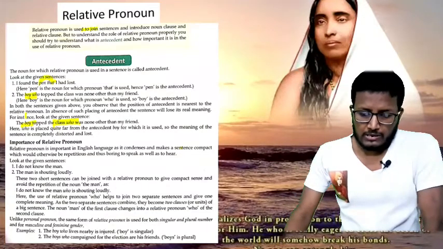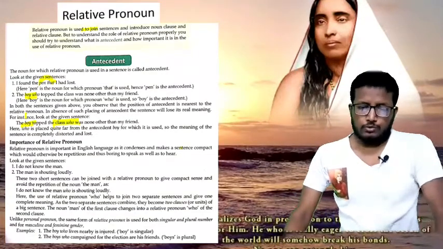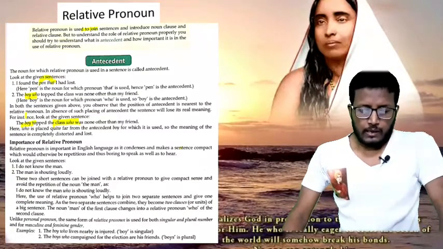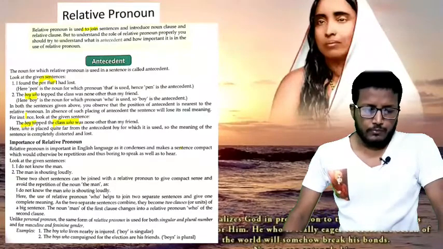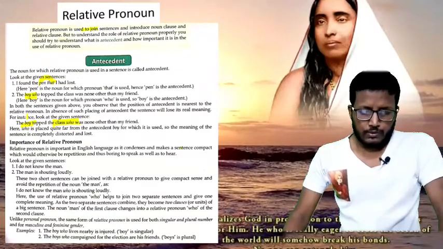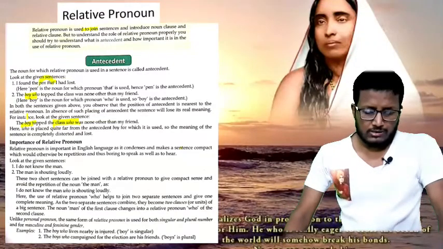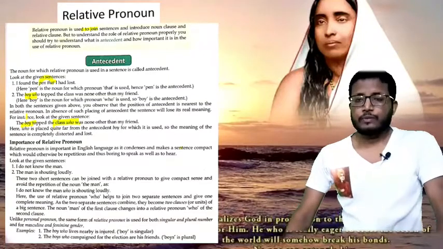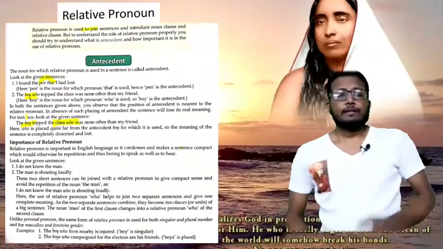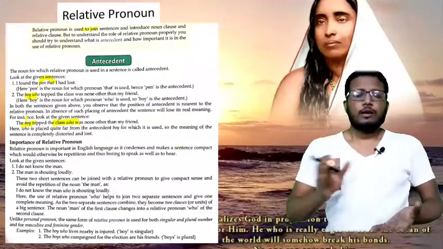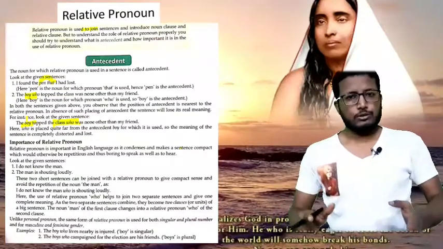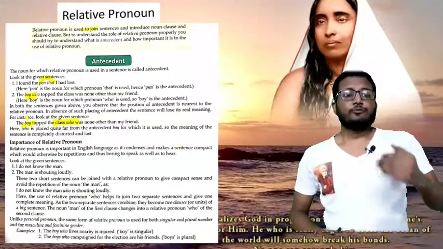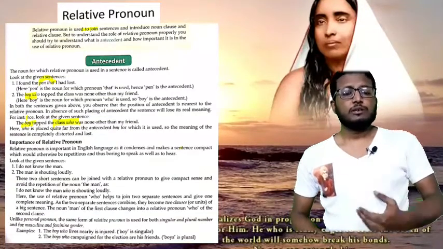As the two separate sentences combine, they become two clauses or units of a big sentence. The noun man of the first clause changes into a relative pronoun who in the second clause. Unlike personal pronouns, the same form of relative pronoun is used for both singular and plural number and for masculine and feminine gender too. So always keep in your mind that for gender changing or number changing we don't change the relative pronoun.